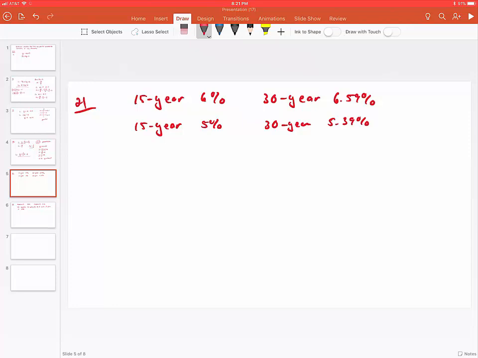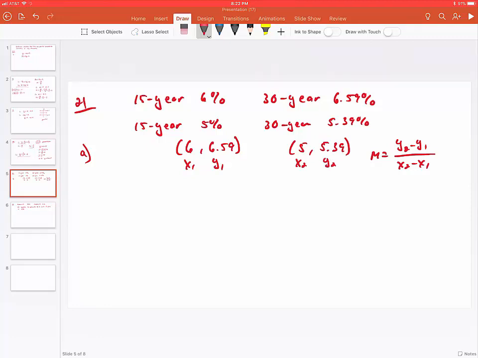We're going to let x be the 15-year rate and y be the 30-year rate. And so what we have here is for the first one 6 and 6.59, and then we have 5 and 5.39. And so we're going to go ahead and find the equation, right? The first thing we're going to do is find the slope. And if you remember, the formula for slope is m is equal to y2 minus y1 over x2 minus x1. I'm going to go ahead and label this one x1, y1. It doesn't really matter which one we do; we just have to label one of them. So my slope is going to be, in this particular case, 5.39 minus 6.59 over 5 minus 6.